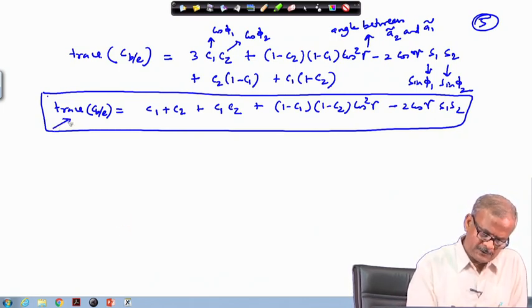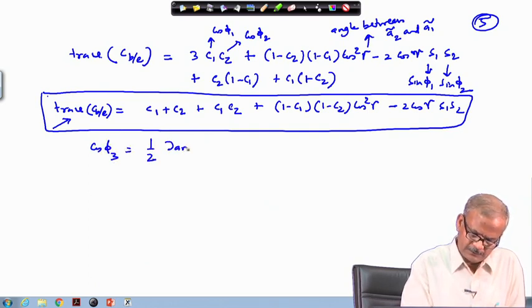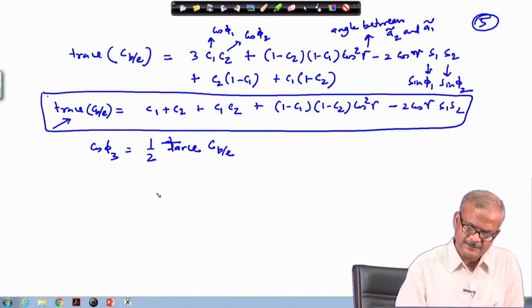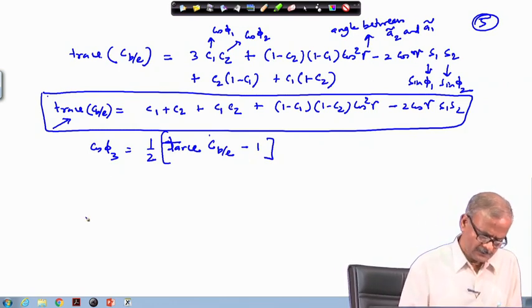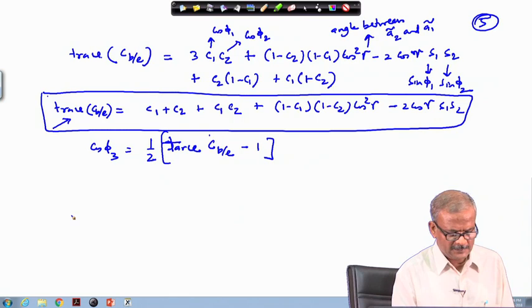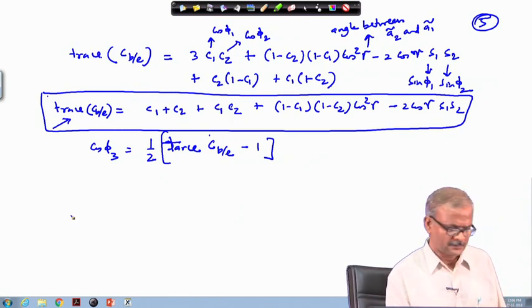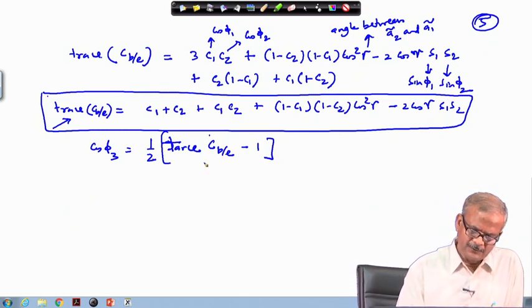So, from this place you will get cos phi 3 as usual, 1 by 2 trace of C B slash E minus 1. Okay. It is possible to put this in a little more simplified format, and this can be done using some simple rules, but for the time being we are not going to ponder over all those things.